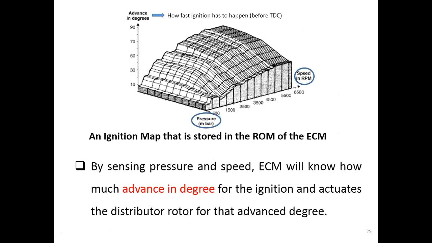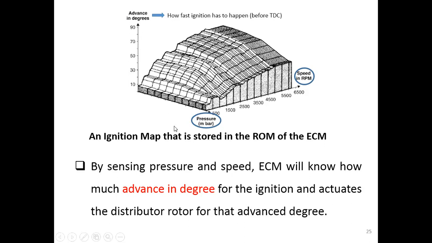And in the digital system, the ECM, the electronic control module, we have an ignition map. So this is a map for the ECM to determine how fast it has to do the advanced ignition. In here you see this is advance in degrees. That means how early the ignition has to happen. No matter how early it is, it has to happen before the top dead center. So this is the axis for the advance in degrees.